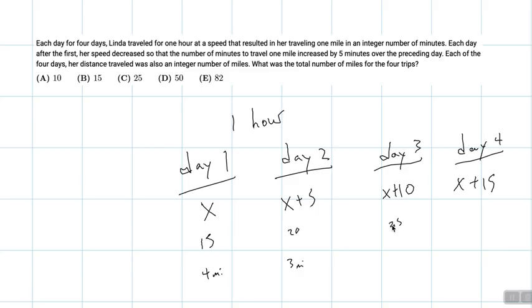This is 25 though. And if it took her 25 minutes to do 1 mile, she wouldn't travel an integer number of miles. Let's say if it took her 20 minutes, then this takes her 25 minutes. As soon as we get to that 25, it's no good. And I think the number of minutes needs to be a factor of 5.